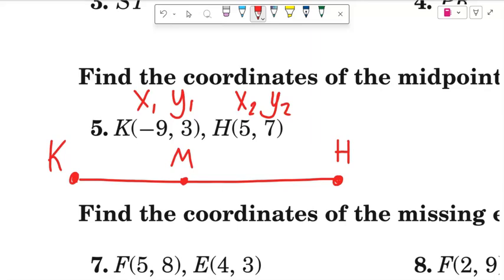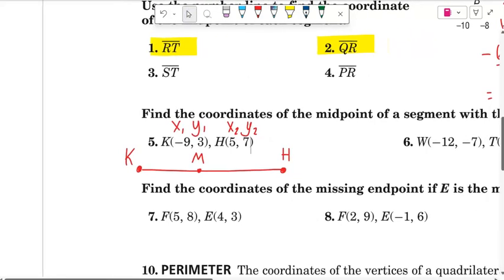And again, these subscripts can't be mixed and matched. So you can't have x1 and y2 and then x2 and y1. The subscripts have to match. That's really, really important for the organization of the problem. X1, Y1 go together, X2, Y2 go together. Okay? And we're just going to start plugging those in to our midpoint formula.